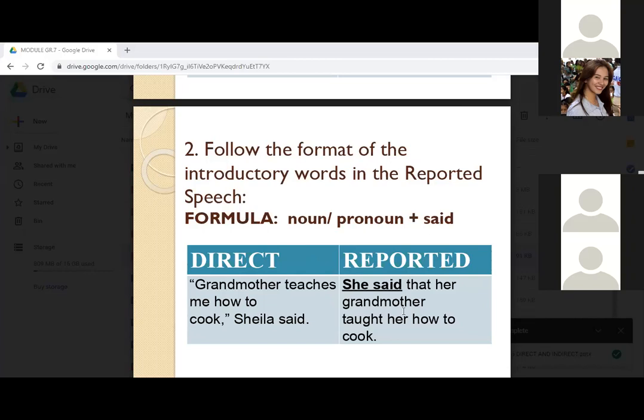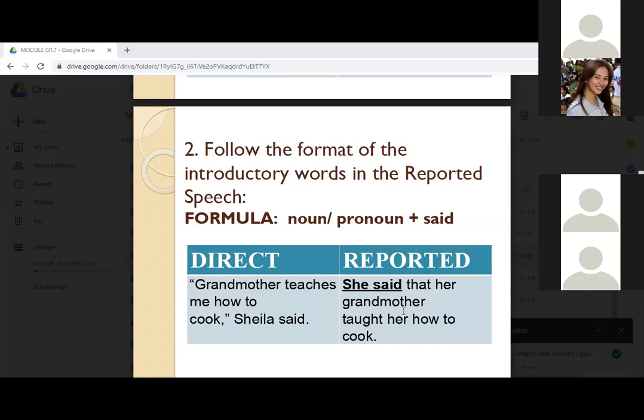Okay? Ma'am, paano po yon? In the direct speech ang nakalagay, grandmother teaches me how to cook. Sheila said. But po, nung ginawa na siyang reported, naging she said na. Okay. So, she said is correct. Sheila said, still correct. So, alin man doon sa dalawa ang sagot mo, whether Sheila said or she said, both are correct. Nagkakaintindihan ba? So, uumpisahan lagi natin yung sentence sa she said.